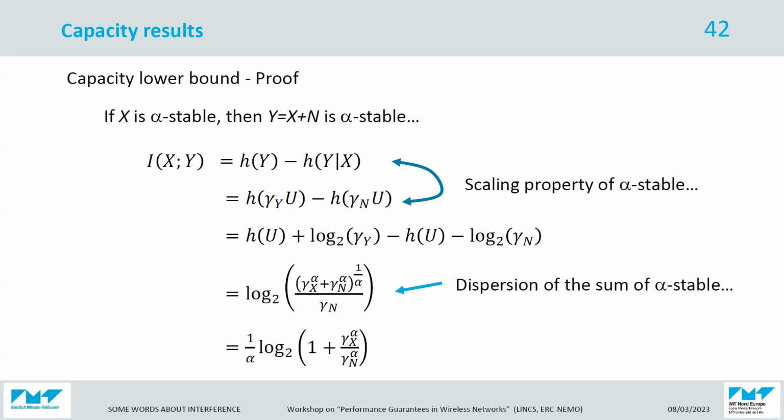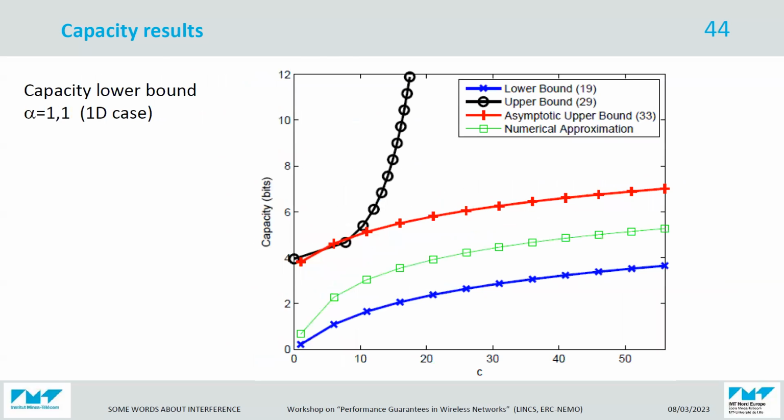You can say that if X is stable and N is stable, then Y is stable. So that's what you use. And you can also have the dispersion of a sum of two stable random variables. So you can show this result, which is interesting because it looks like what you are used to, but with one parameter in addition, which is alpha, your impulsiveness. So perhaps we should think about adding impulsiveness in the equations.